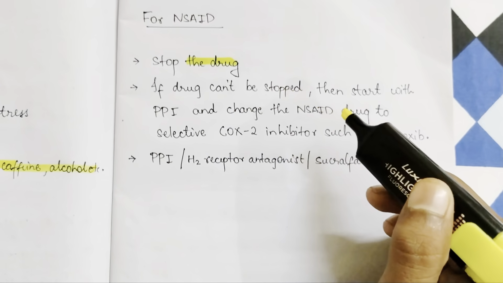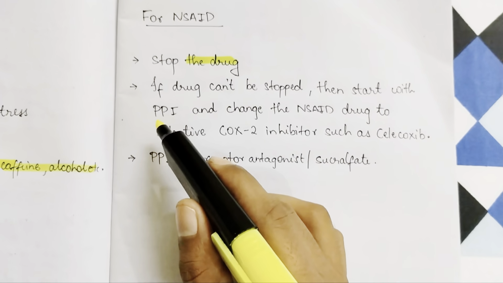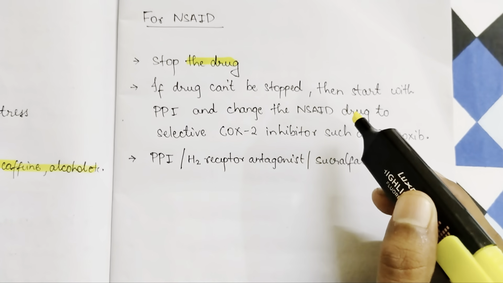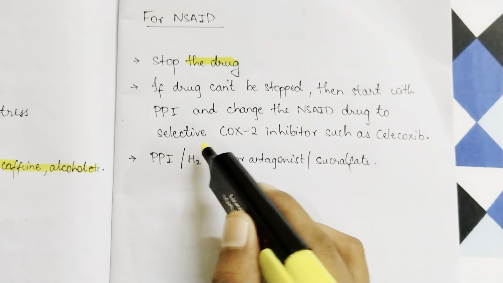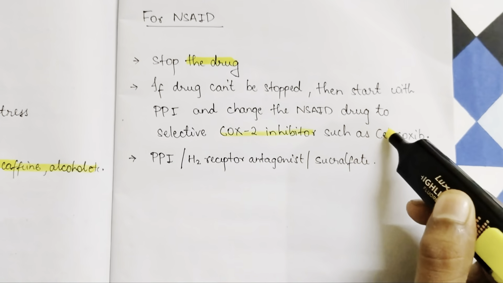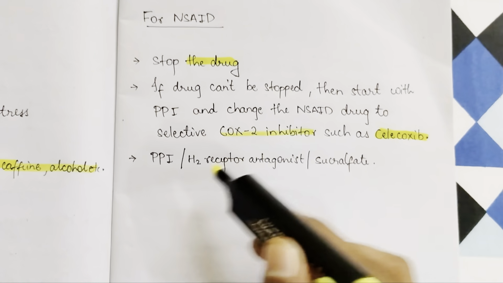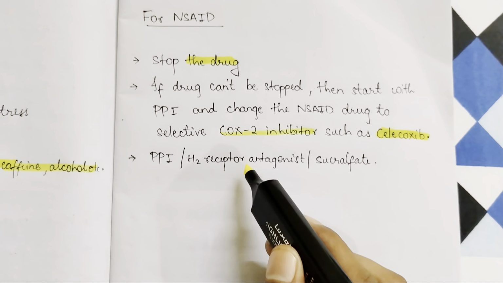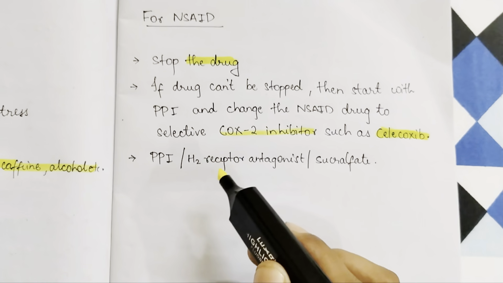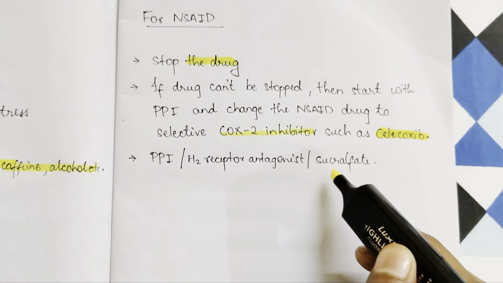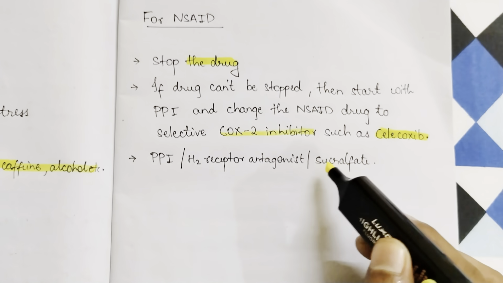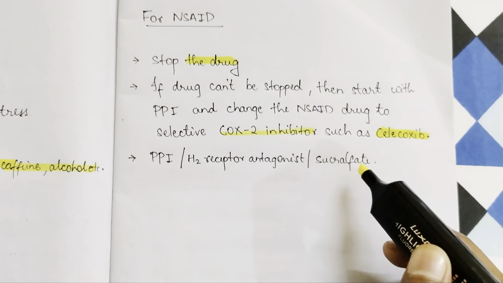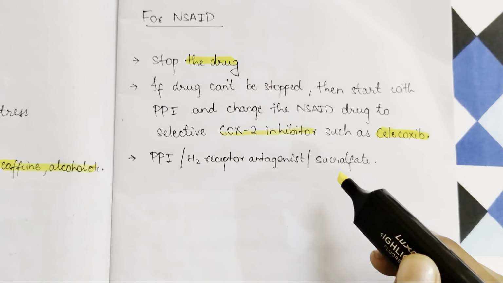If the drug can't be stopped, then we have to start with the PPI, proton pump inhibitor, and change the NSAID, which is a non-selective drug, to a selective COX-2 inhibitor such as celecoxib. And we have to give either PPI, proton pump inhibitor, or H2 receptor antagonist, like ranitidine, and or we can give sucralfate, which will give a protective coating to the stomach, and it will heal the ulcer very fast.